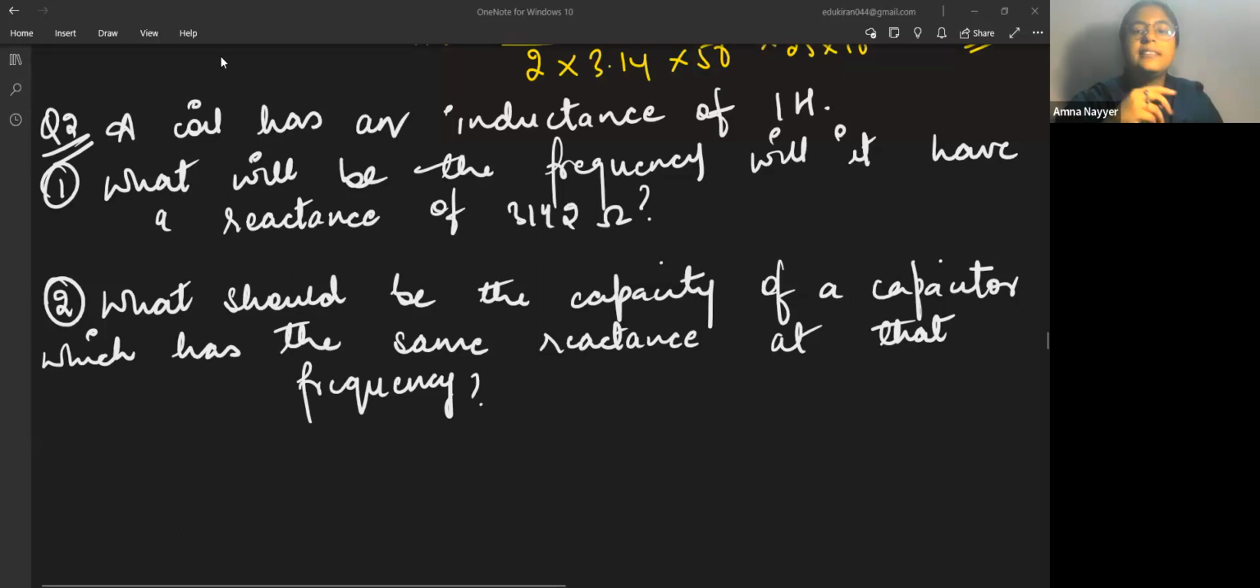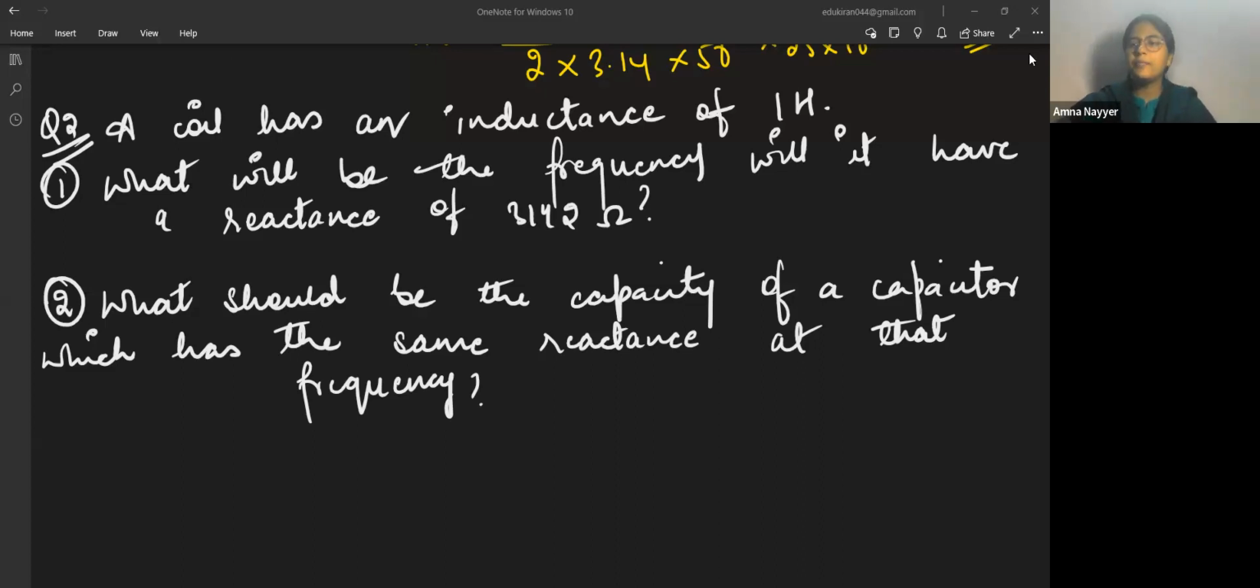A coil has an inductance of 1 Henry. At what frequency will it have a reactance of 3142 ohms?